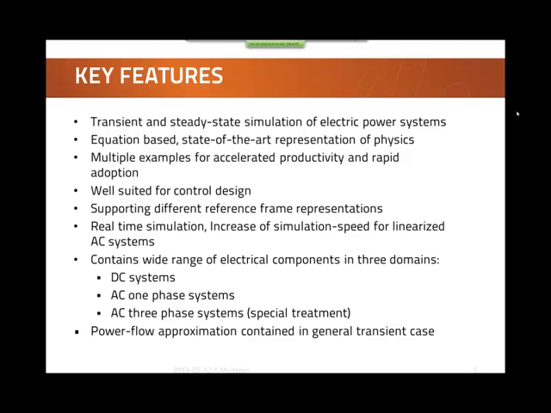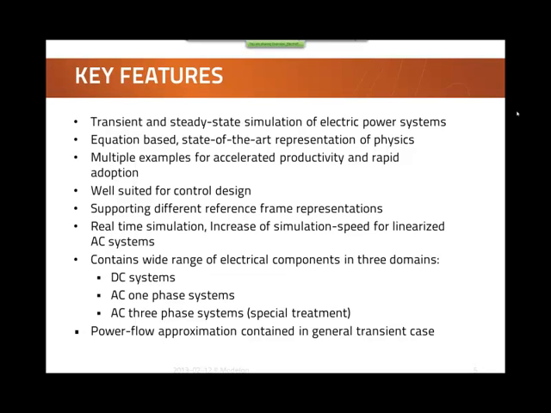So, to the key features of EPL, it has both transient and steady state capabilities, and it's equation based, and it has the physical representation, and this means it has a good high performance simulation capacity and accurate representation. There are a number of examples in this library which speed up your product development, and also increase productivity.